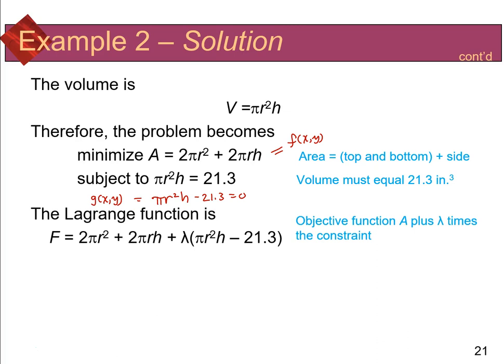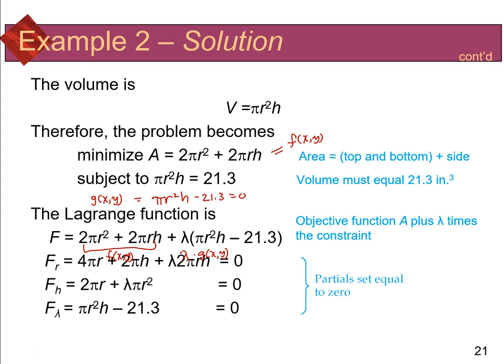So when I apply the Lagrange equation, here's my f of x, y again. Here's my lambda times g of x, y. They don't show all the simplification here, but the partials you would get as a result are as they're defined here. I'm just going to get these things out of the way.